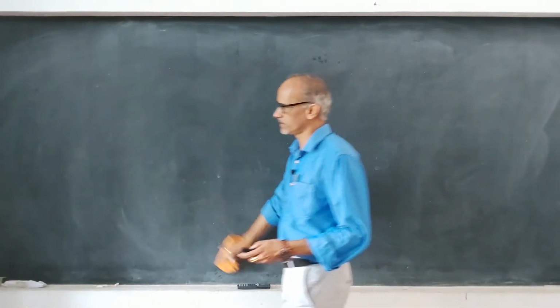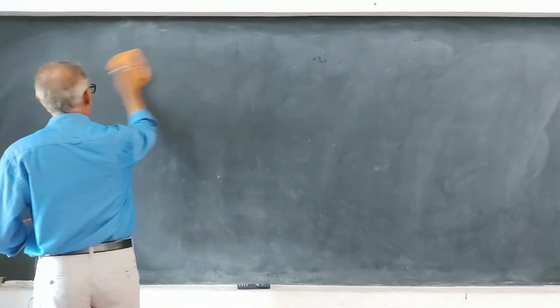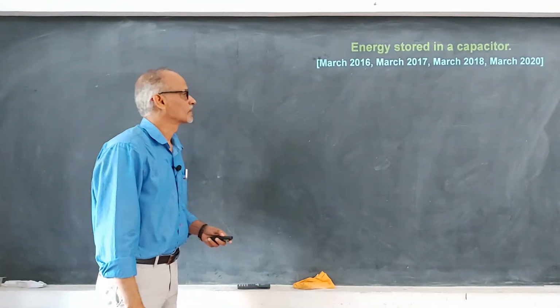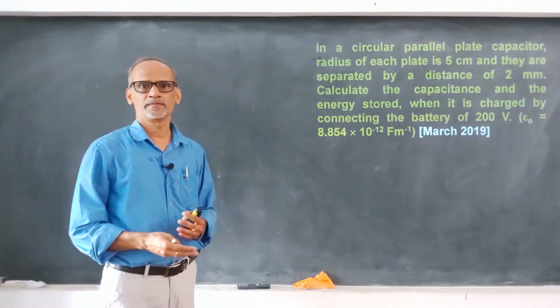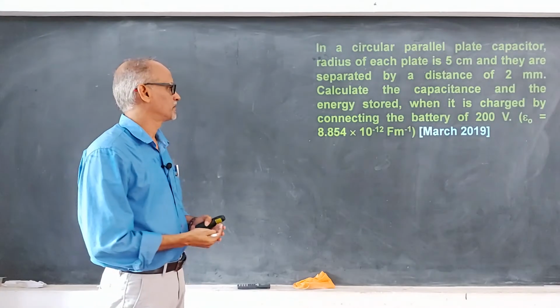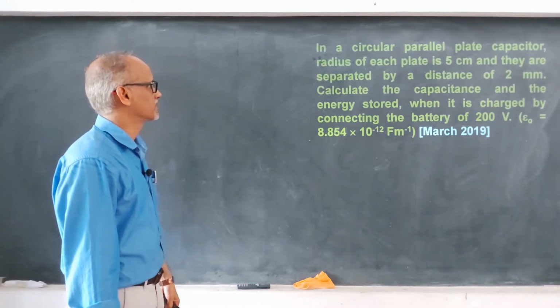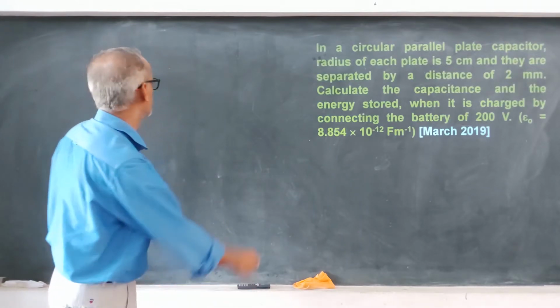Okay, right. Now, based on all these equations that we arrived at, let's try some numericals. This is the first question from the exam. In a circular parallel plate capacitor, radius of each plate is 5 centimeter.